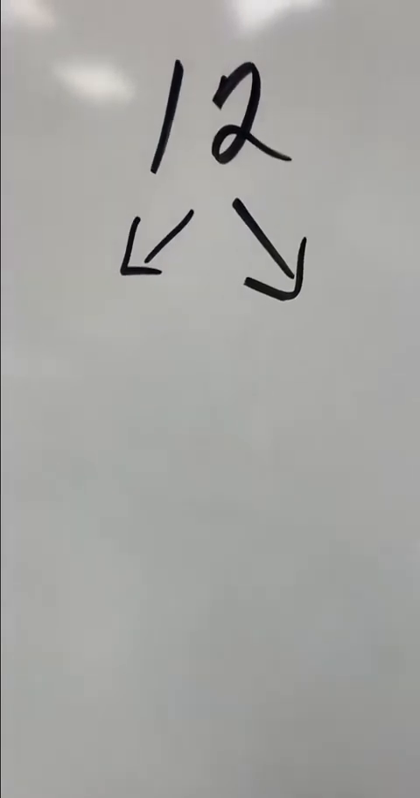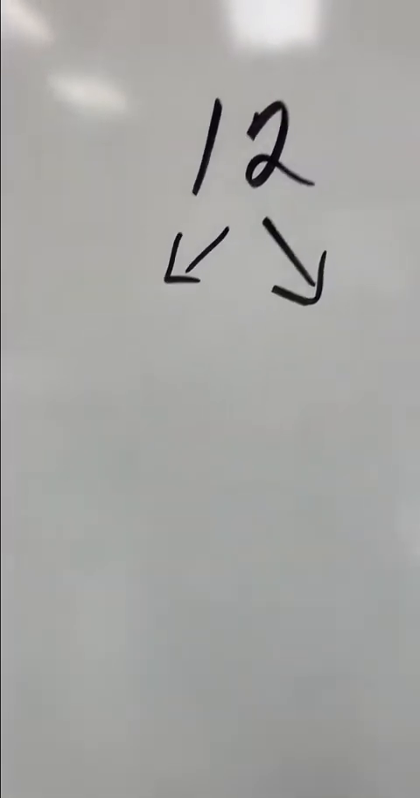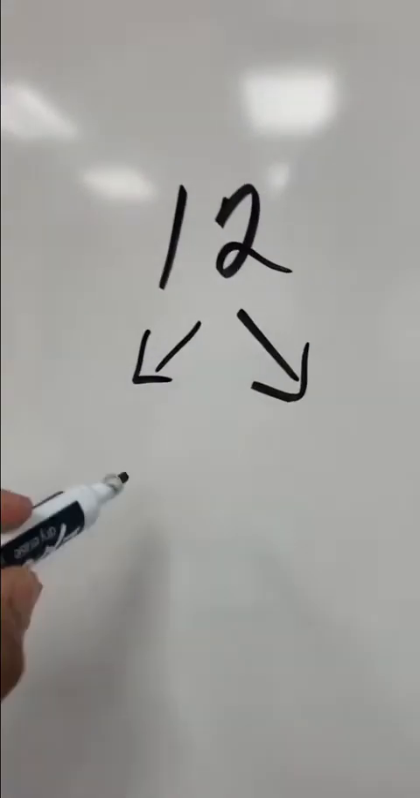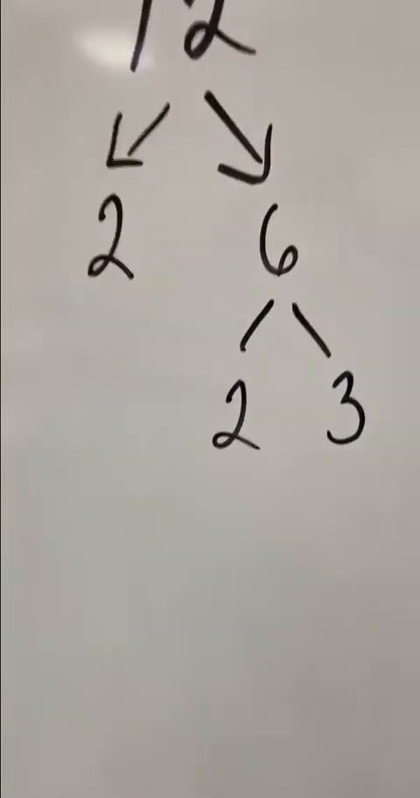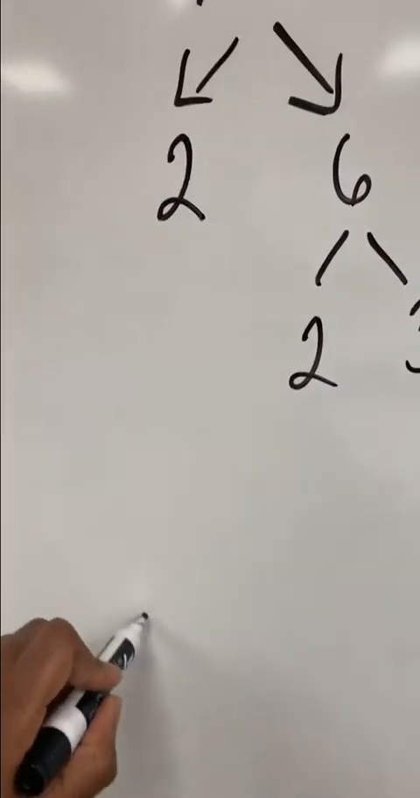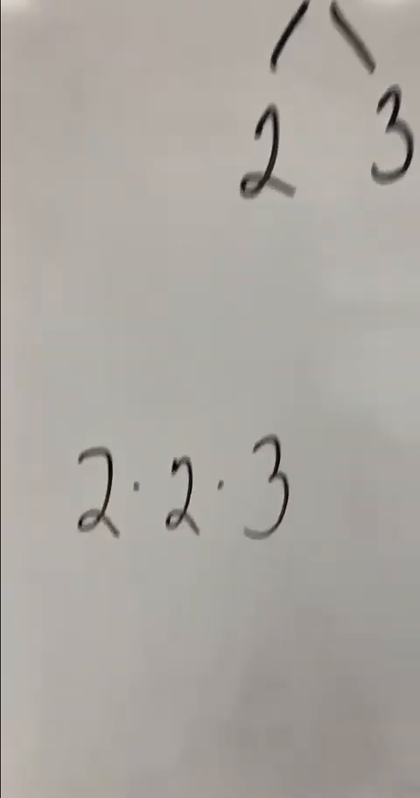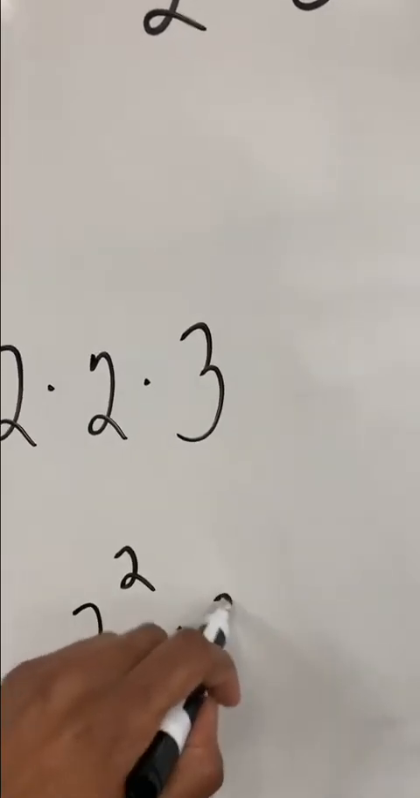Now, here, because 12 has many different ways that you can write its factors, it doesn't matter which ones you use. I don't care if you do 2 times 6 or 3 times 4, right? If we start using those factors, what we have to do is further restrict those numbers. So in other words, if I do 2 times 6, I have to further restrict the 6 to primes. And that's going to give me a 2 times 3. So what we call this is 2 times 2 times 3, also known as 2 to the second times 3.